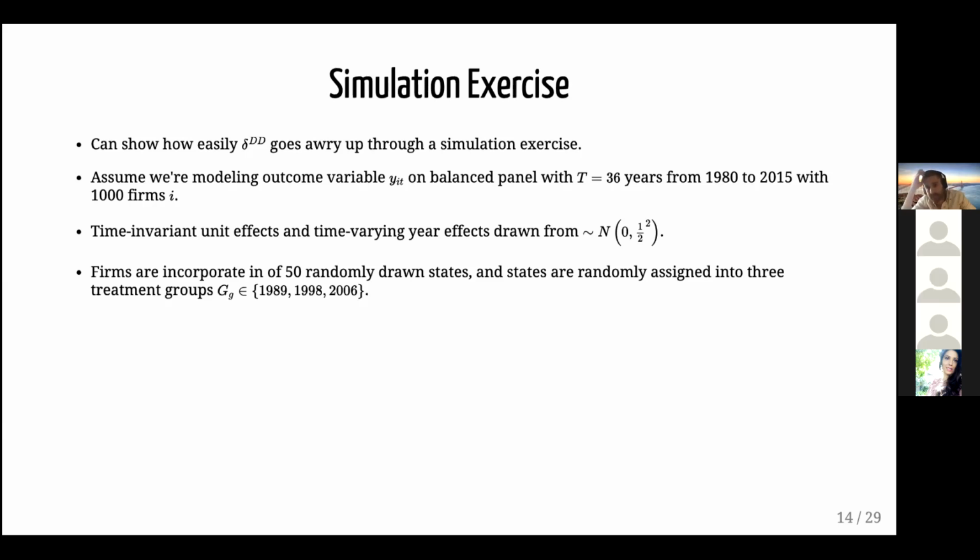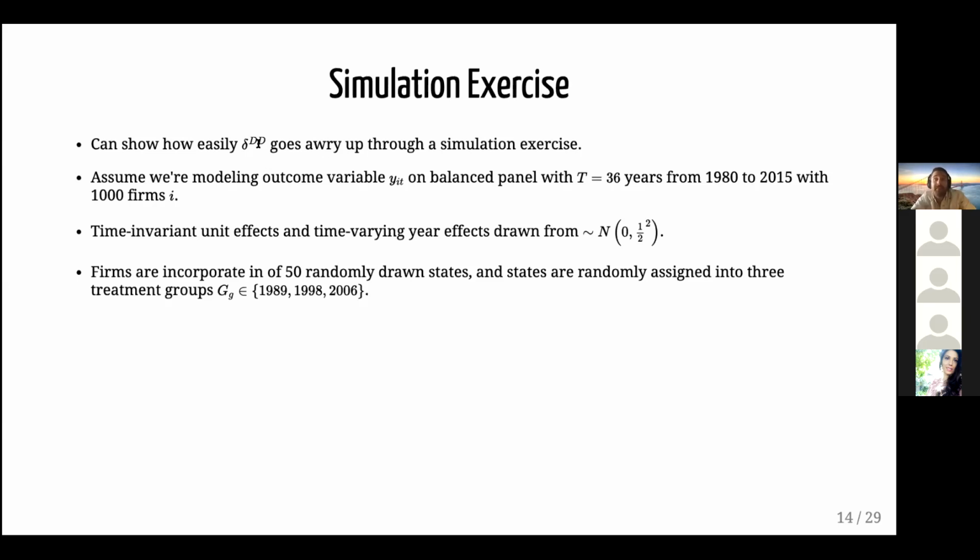Yeah, I just wanted to ask, in the graphs you showed for intuition, the effect of the treatment was only on the level. What would happen to the bias if it affected the growth rate of whatever variable you were looking at? Because then all the already treated units are growing more in improper controls. Yeah, so that's another thing.